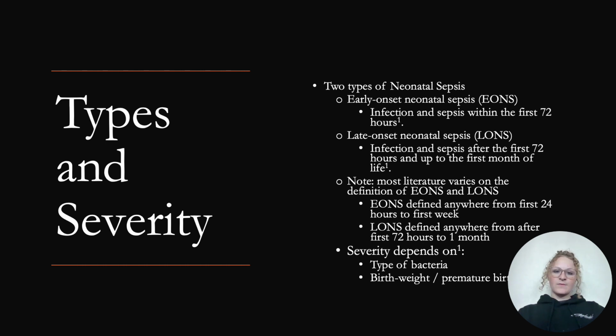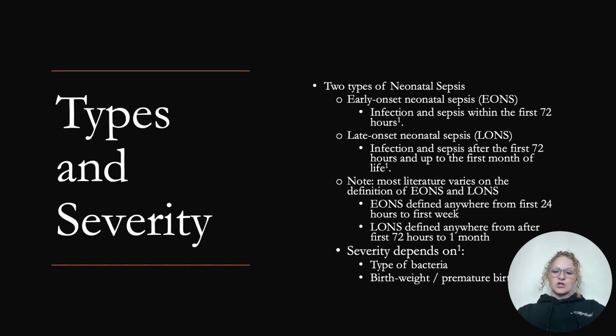I do think it's important to note that a lot of literature really varies on the definition and time period of EONS versus LONS. EONS can be seen being defined anywhere from the first 24 hours to the first week of life, and LONS can be seen being defined anywhere from after that first 72 hours and up to the first month of life. But generally, EONS does stick to that first 72 hours of life, and LONS is usually defined as after that first 72 hours and up to the first month of life.